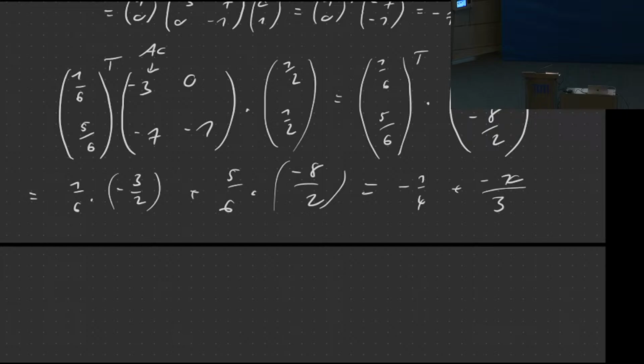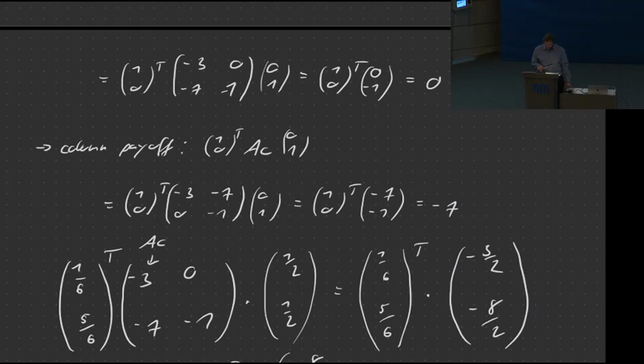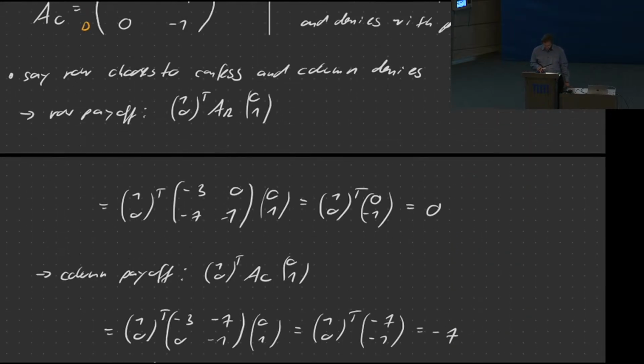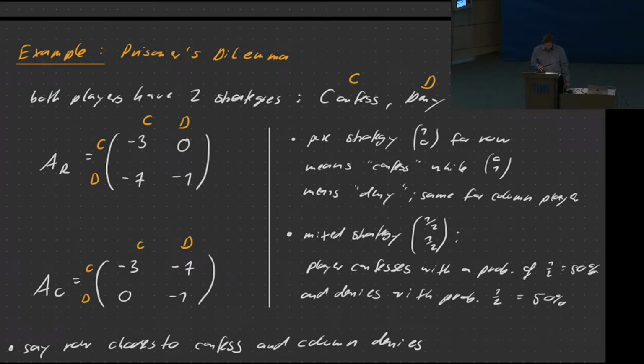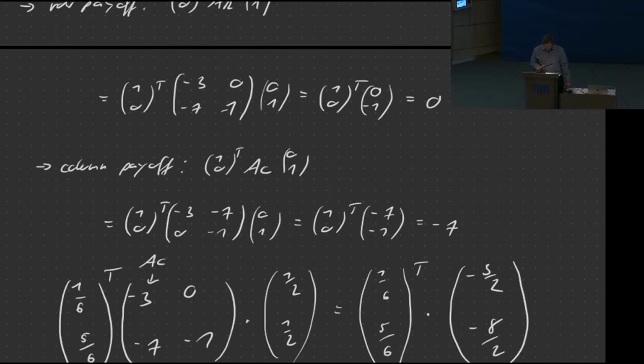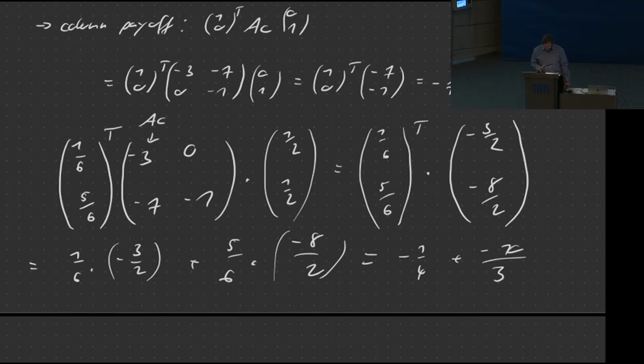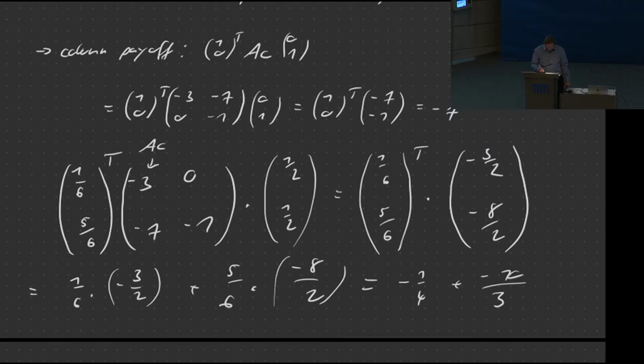Did I use AR instead of AC? Really? Sorry about that. Let's see. So AC has a -7. Yeah, that's right. I used AR. Sorry about that. So just replace column by row and vice versa in everything I said.